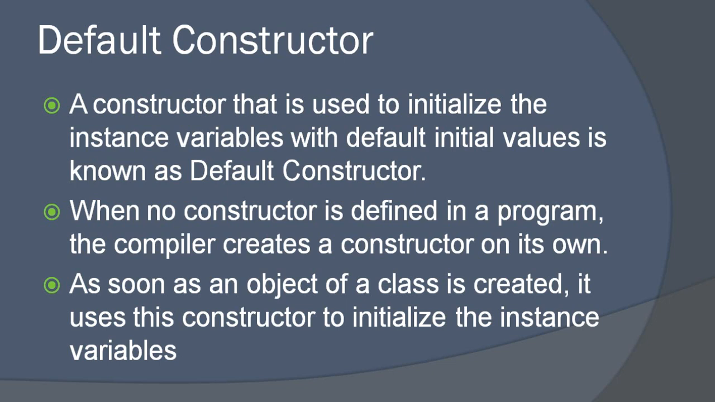When no constructor is defined in a program, the compiler creates a constructor on its own. So this is called a default constructor because it is created by default by the compiler. If you don't specify any constructor in the program, the compiler itself will create its own constructor and execute it. That means it will initialize the data members. As soon as an object of the class is created, it uses this constructor to initialize the instance variables. Even if you don't specify the constructor, the compiler automatically creates its own constructor and initializes the instance variables.